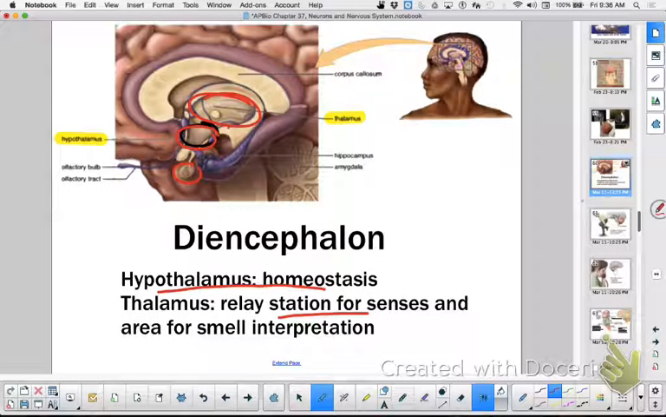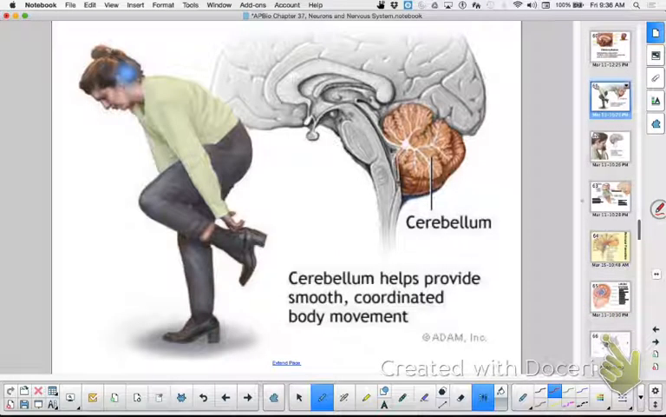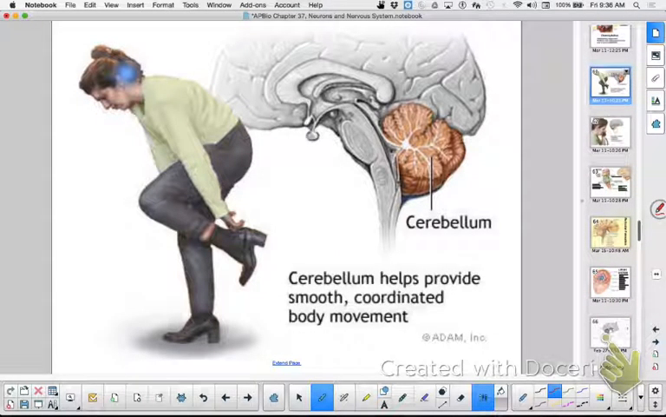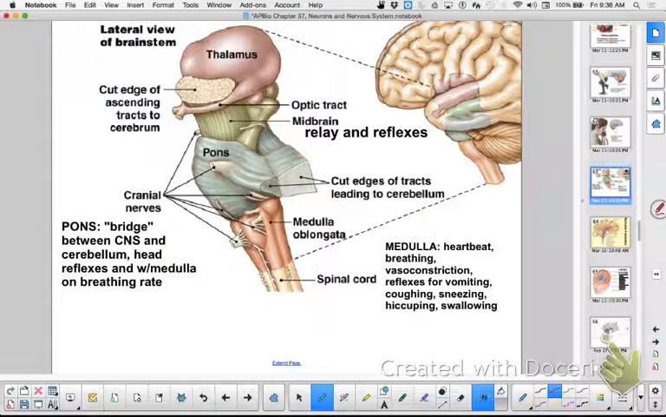Okay, your cerebellum, I already talked to you about that. Balance. Okay. And then here, your brainstem. Here you can see your thalamus kind of grabbing on there, weird. Okay, here's your midbrain. That's about relay and reflexes, your pons. And then here, your medulla.